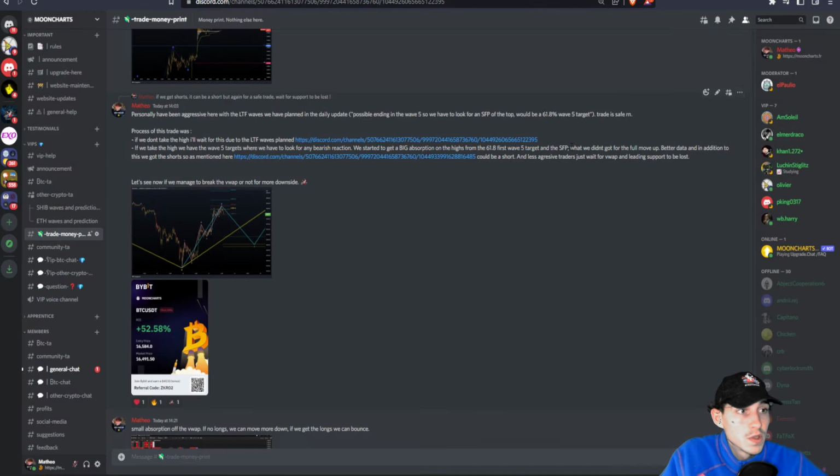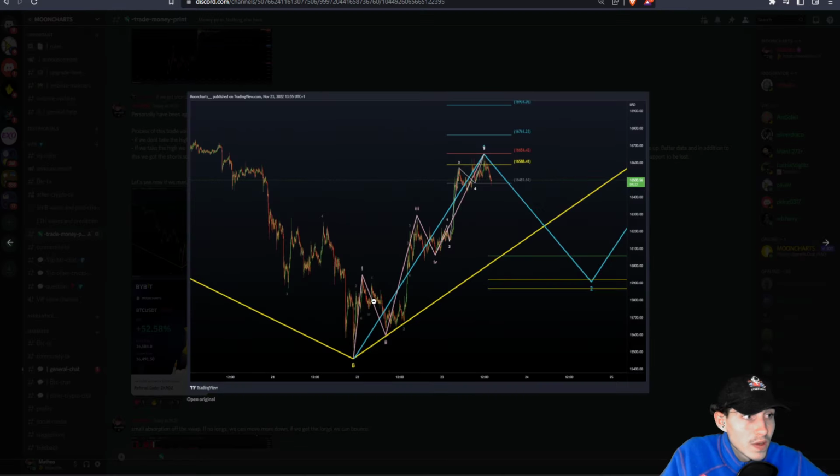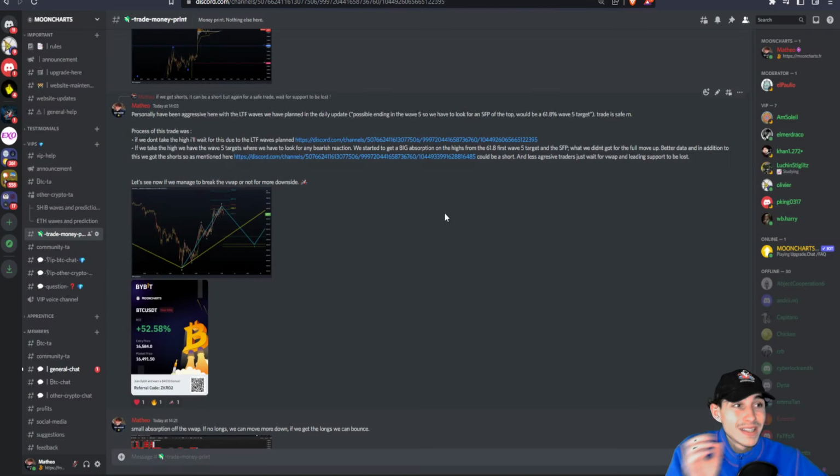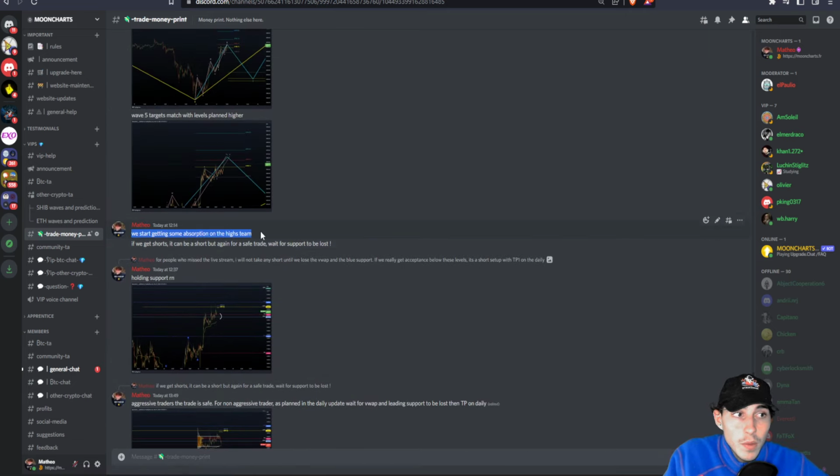And so this was something we didn't get from all this move to the upside here. We didn't get this kind of massive absorption directly after we hit a target. So really better data. And in addition to this, we got the short. So I mentioned it here, right here, as I said here, we start to get some absorption on the highs.